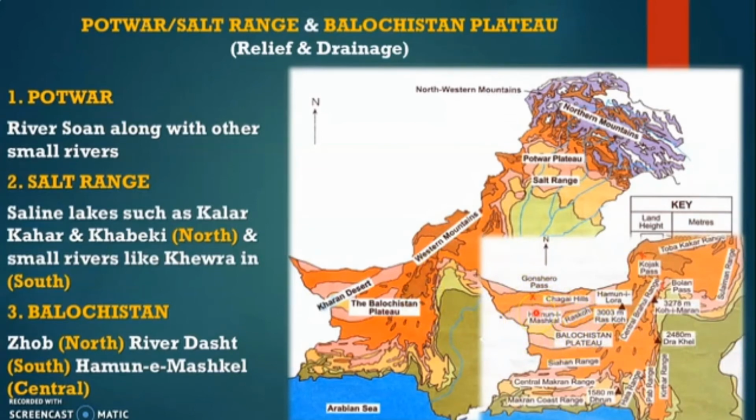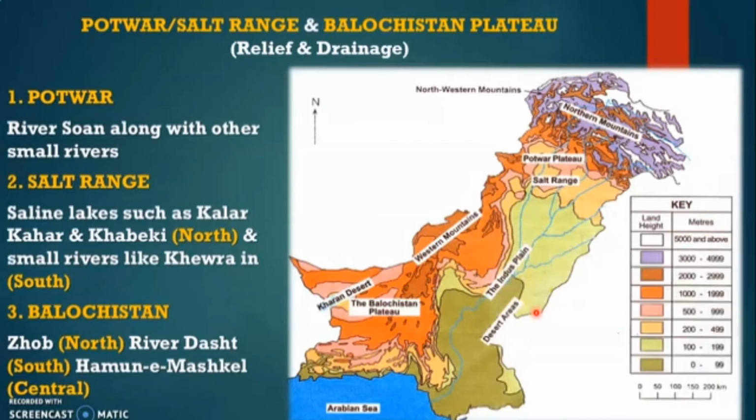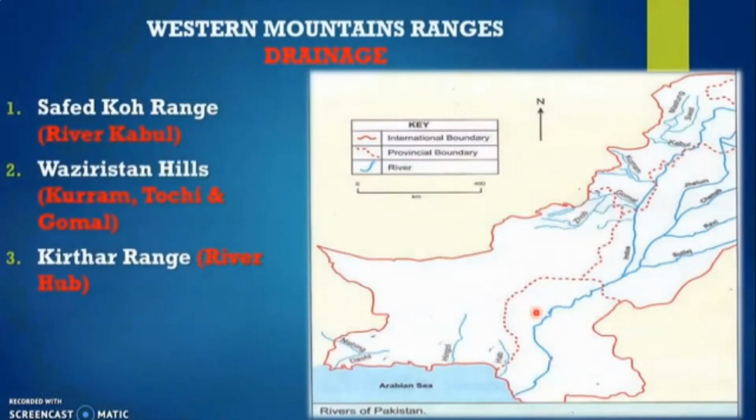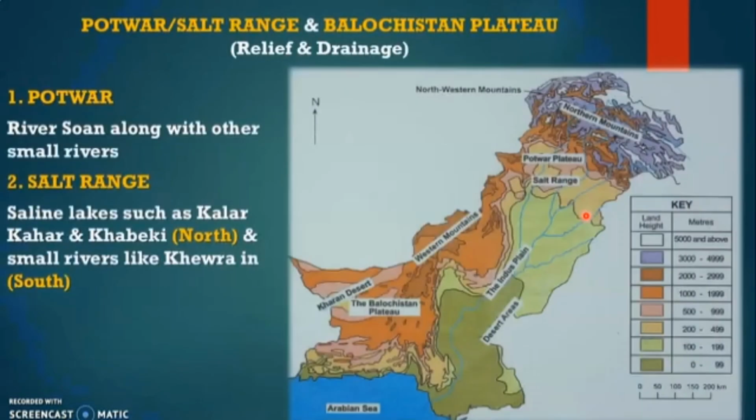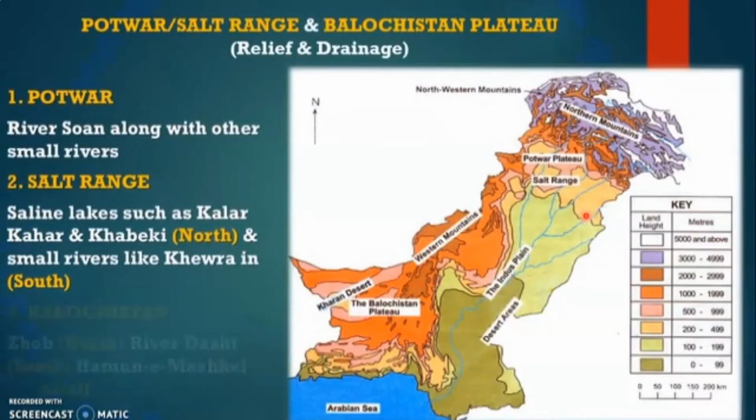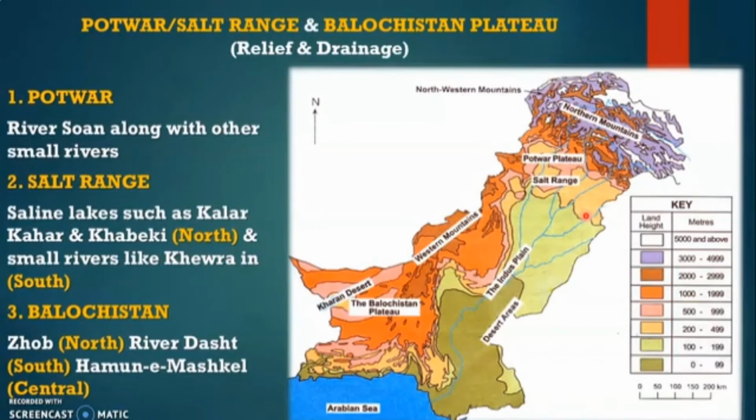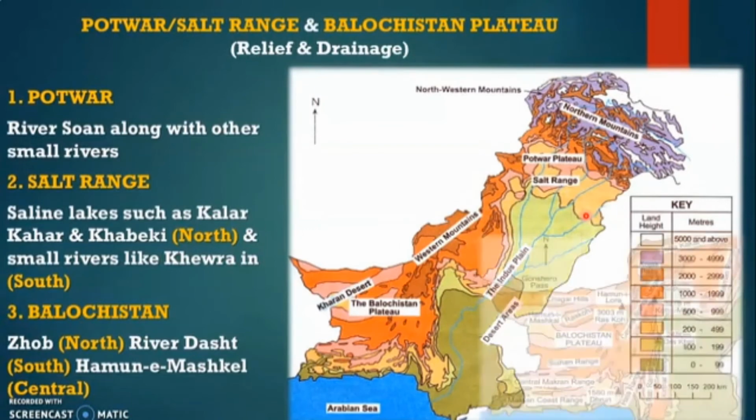So here we have the exact location of Hamun-e-Mashkhel in the Balochistan Plateau. And if you are thinking about the Zhob river, which is in the north, and Dasht in the south, then I have shown you over here in the previous diagram. That is Dasht, which is directly falling into the Arabian Sea, and that is Hub, that is Zhob. This is the location of Zhob. So these are basically the drainage related with the Balochistan Plateau. So this is what we have related with the Potwar, Salt Range, and the Balochistan Plateau. I hope that you are identifying the locations clearly.